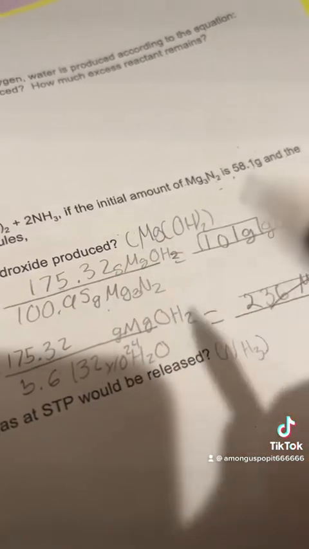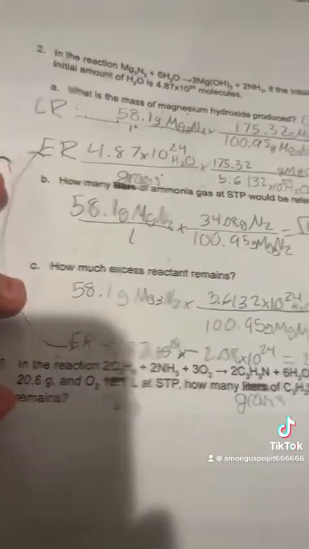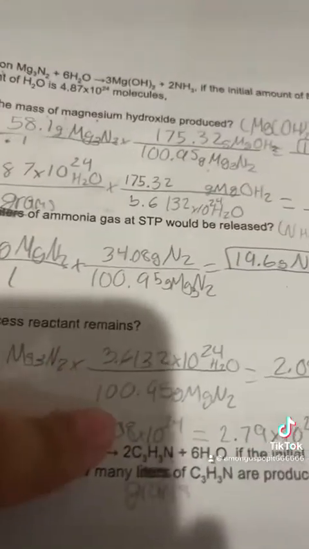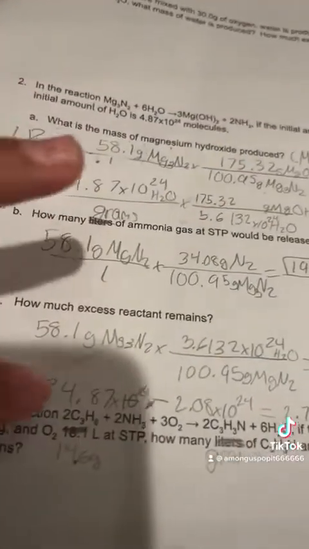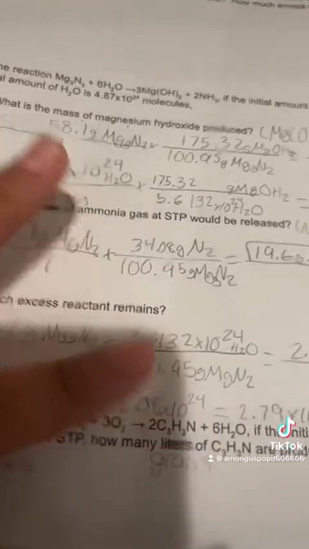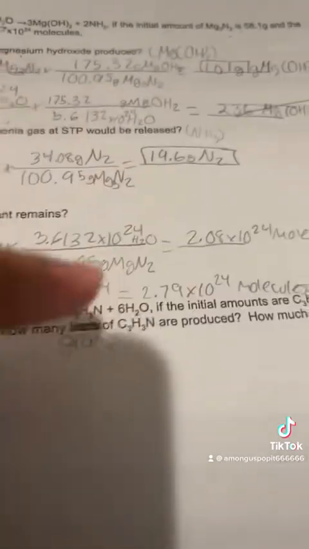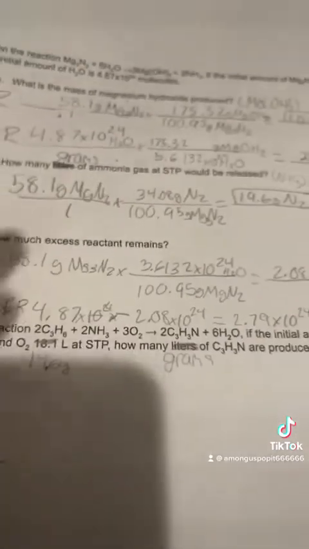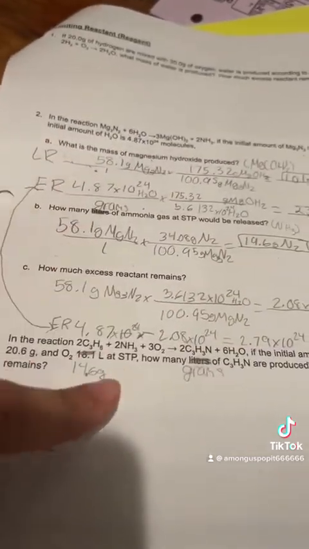And I got 19.6. Okay, so now I've gone to here, and we're just doing the exact same thing, except that we're changing this into the excess reactant, which was, as we see here, the H2O. I literally used the exact same numbers. I subtracted the excess reactant, 4.87, from 2.8, that was used, and I got 2.79.